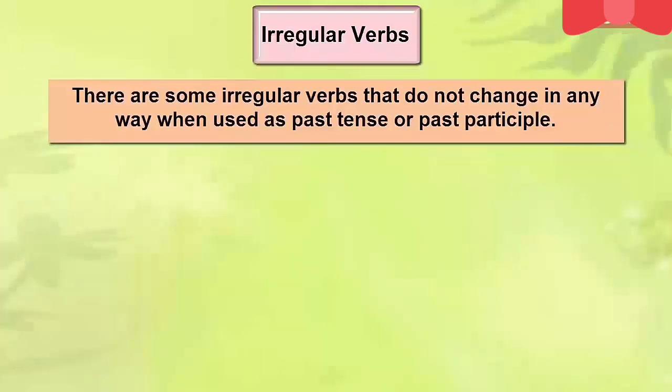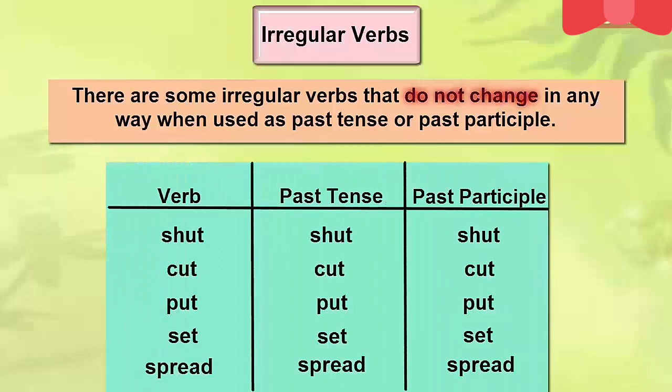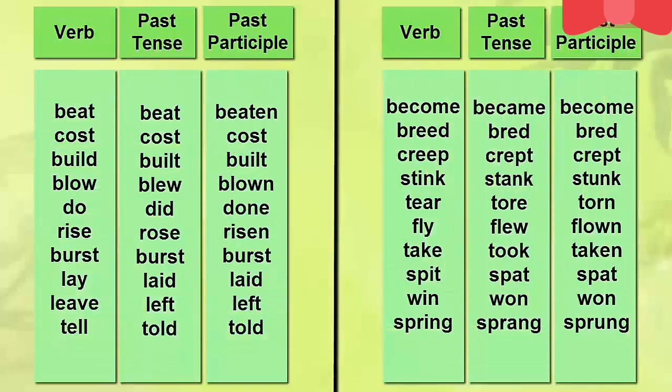There are some irregular verbs that do not change in any way when used as past tense or past participle. For example, here is a list of irregular verbs and their different forms.